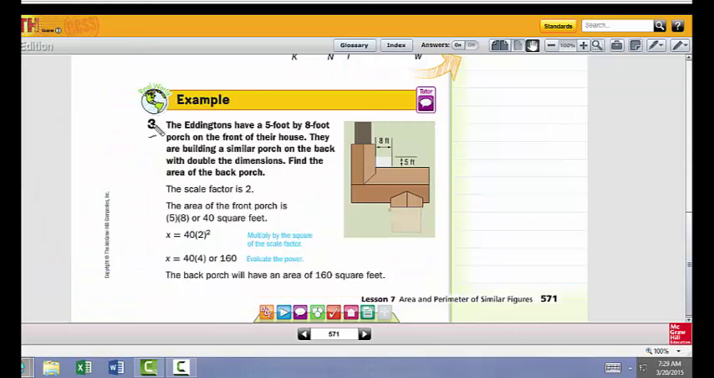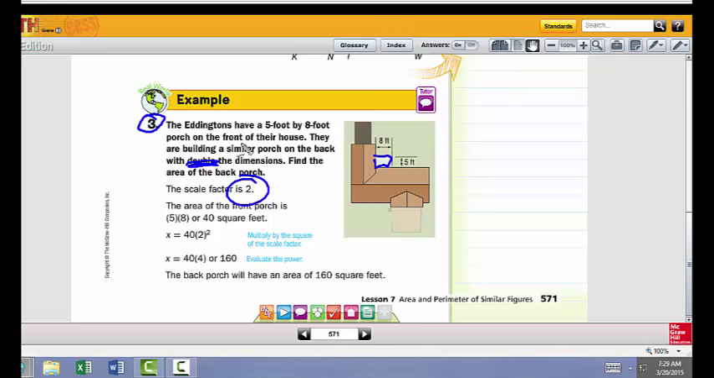Now let's take a look at how we did problem number 3. The Eddingtons have a 5 by 8 foot deck. You can see it here, fairly small, on the front of their house. I'm sorry, I should say porch, on the front of their house. They're building a similar porch on the back with double those dimensions. Find the area of the back porch. Our scale factor, as we can recognize right away, is 2, because they're doing it with double the dimensions.